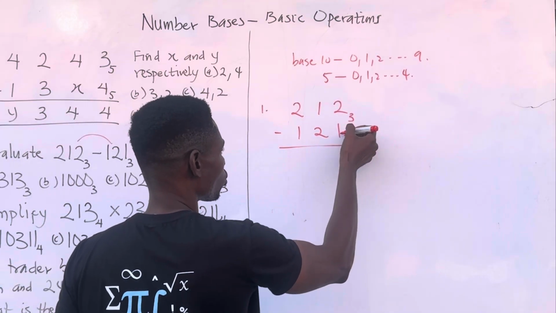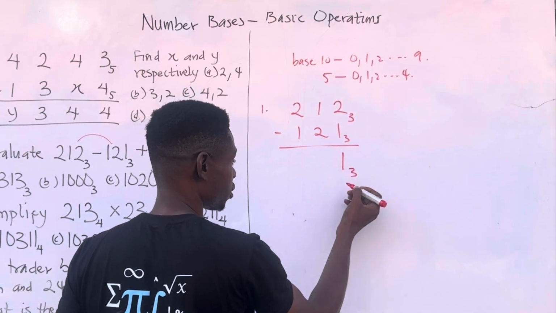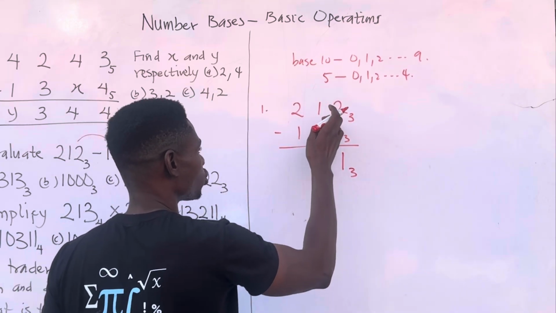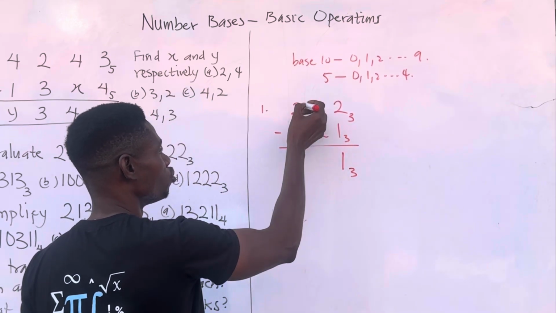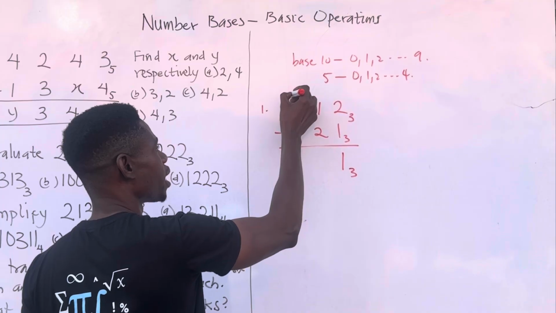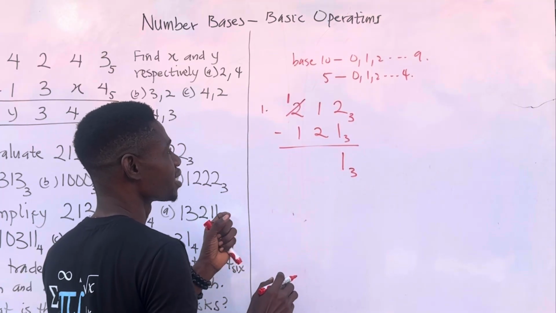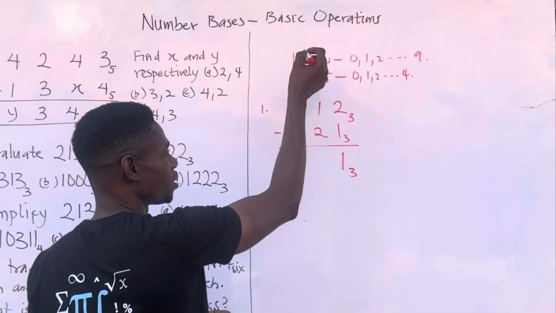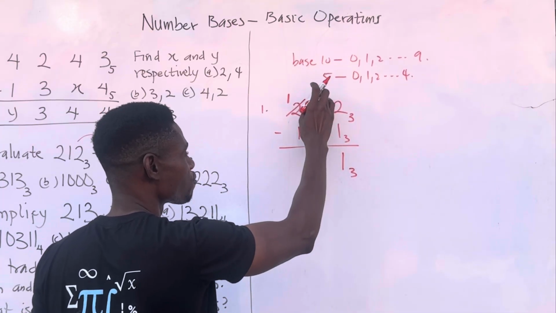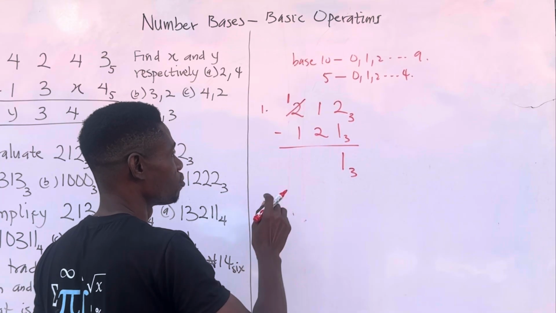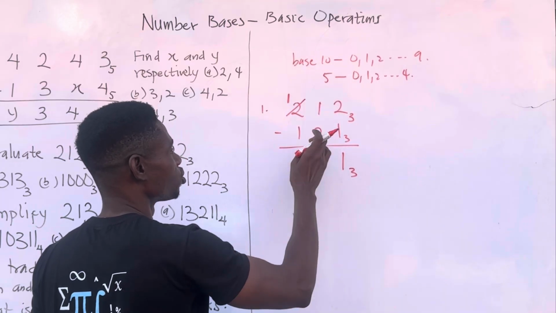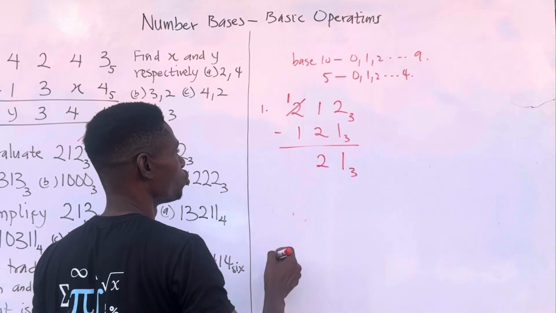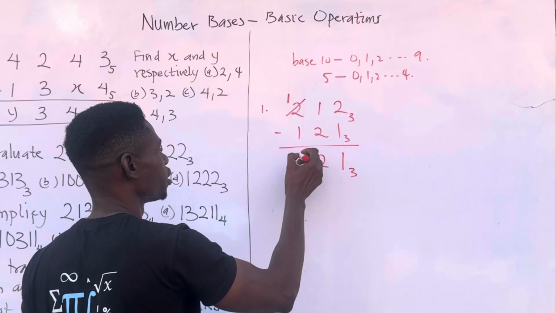So 2 minus 1 is 1. We are in base 3. 1 minus 2 cannot go. So we take 1 from the 2, leaving 1. That 1 we are taking has a value of 3 because we are in base 3. So that 3 plus this 1 makes 4. So the value we have here now is 4. So 4 minus 2 is 2. And 1 minus 1 is 0.